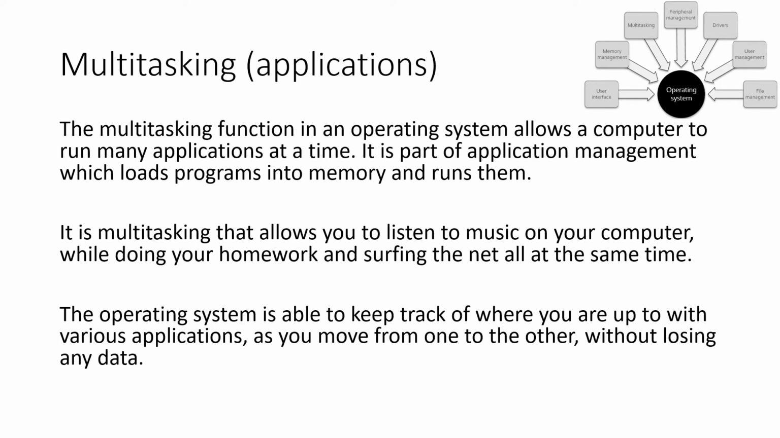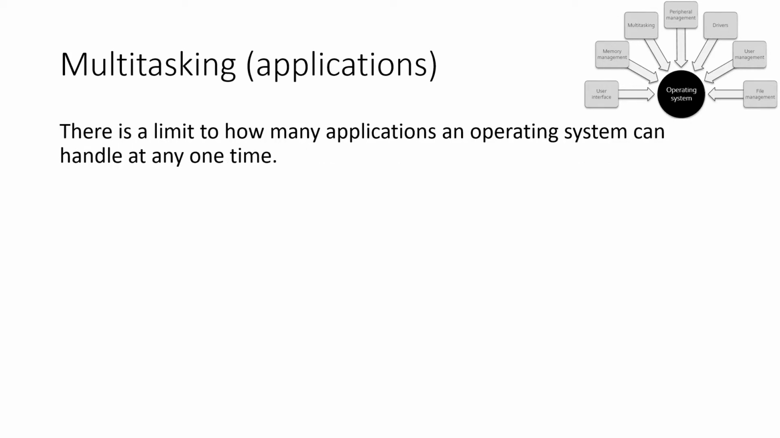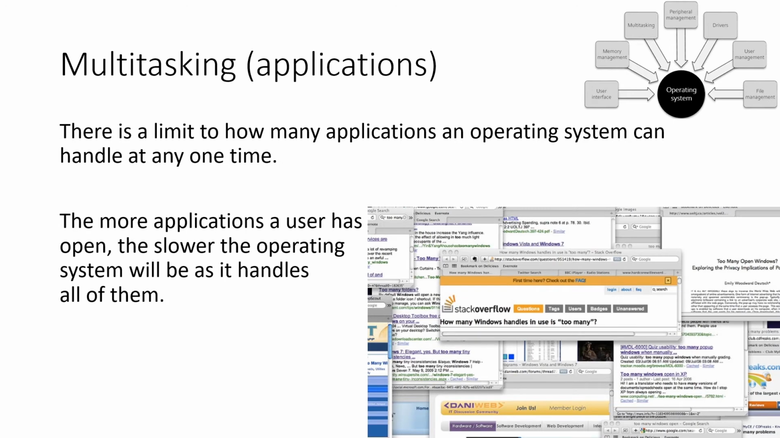The operating system then keeps track of which applications are open, what state they're in, where they are, what size the window is. If you minimize the window and open it back up again, it shouldn't lose any data. It's maintaining all of this information. But there is a limit. It can only handle so many processes, so many applications. The more applications you have open, the slower your computer is going to get because your memory fills up.